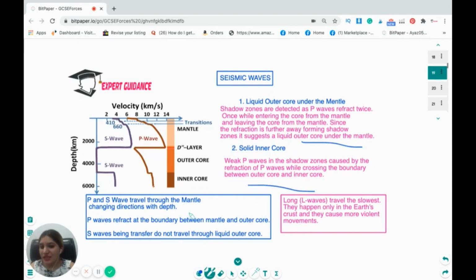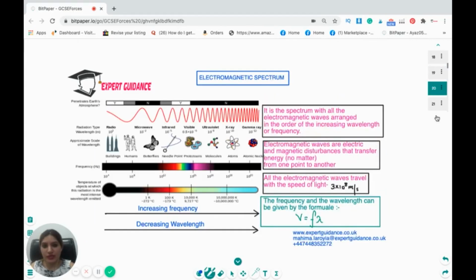The P and the S waves travel through the mantle, changing direction and depth. P waves refract at the boundaries between mantle and outer core. The S waves, being transverse, do not travel through the liquid outer core. The long L waves travel the slowest. They happen only in the earth's crust, and they cause violent movements. Okay, so I hope the seismic waves are clear to you, and what observations they give us about the structure of the earth should be clear to you.